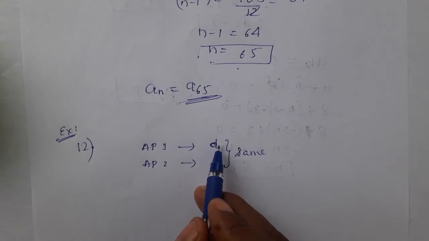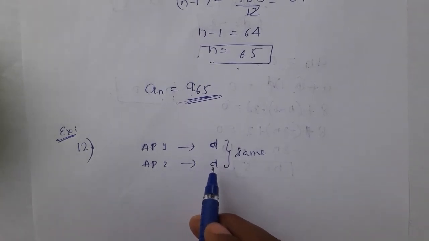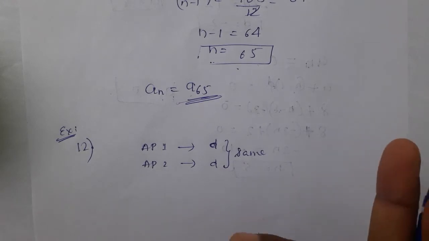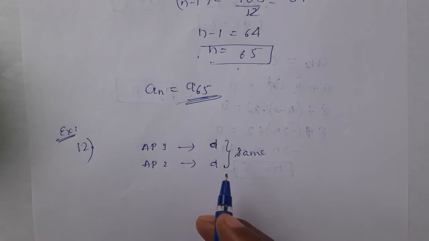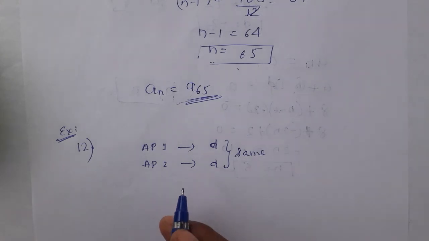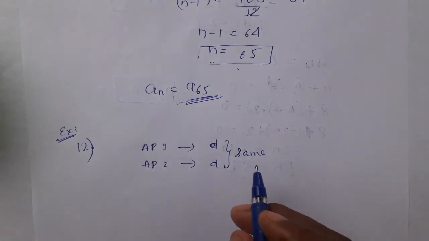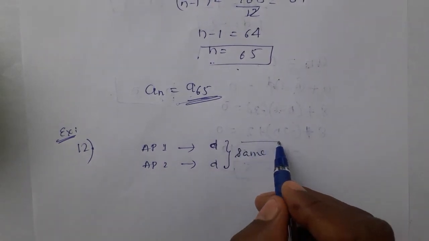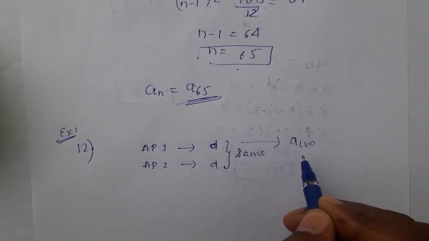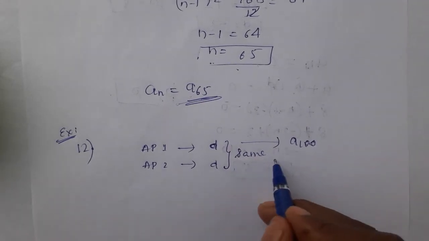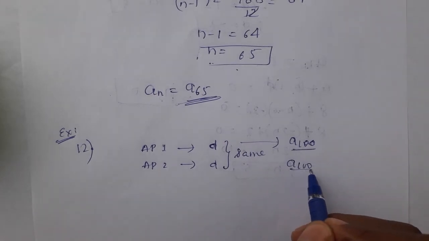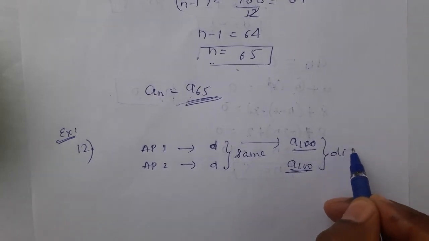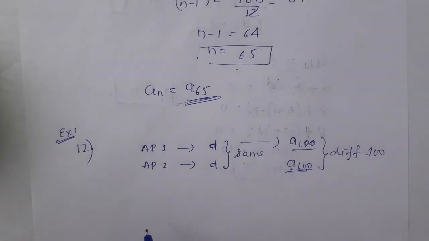This AP has some d value, and the other AP also has the same d value. The progressions are different, but the d values are the same; they start from different values. The difference between their 100th terms is 100. If this AP has 100th term A100, the other AP also has a 100th term, and the difference between these two is 100. What is the difference between their 1000th terms?